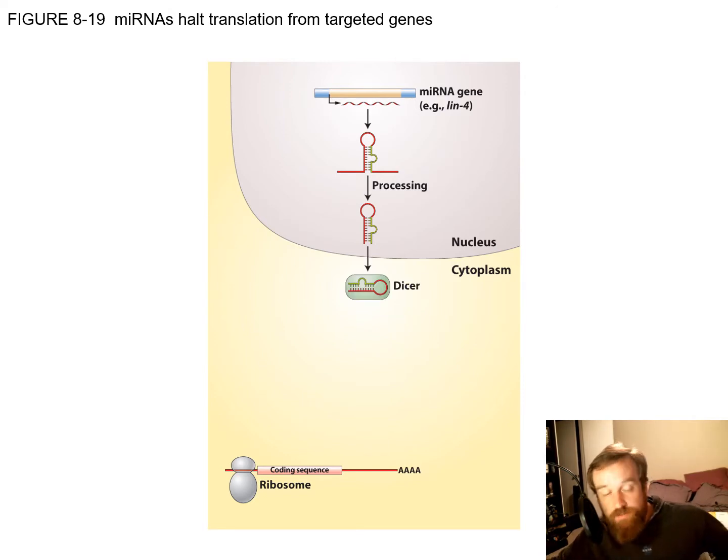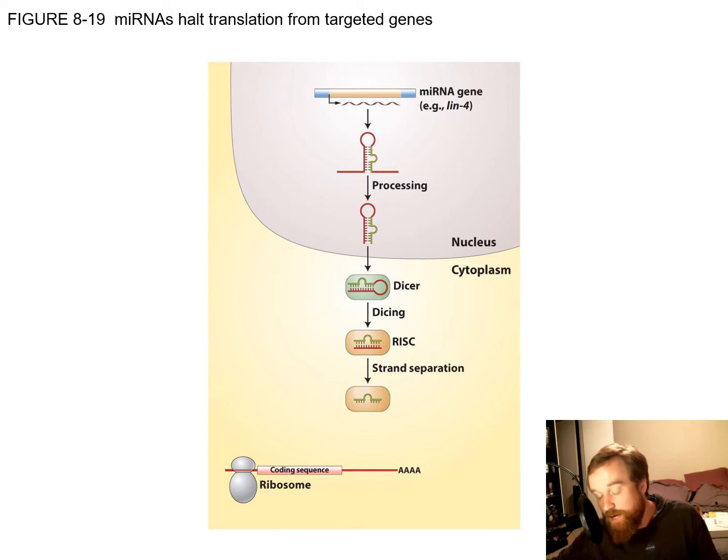That double-stranded piece of mRNA is then exported outside of the nucleus into the cytoplasm, where this protein complex called dicer recognizes double-stranded pieces of mRNA, and it binds to that double-stranded piece of mRNA. From there, dicer processes that mRNA, removes the hairpin loop, and leaves about a 22 base pair segment of double-stranded mRNA, which is incorporated into a protein called RISC, or the RISC complex.